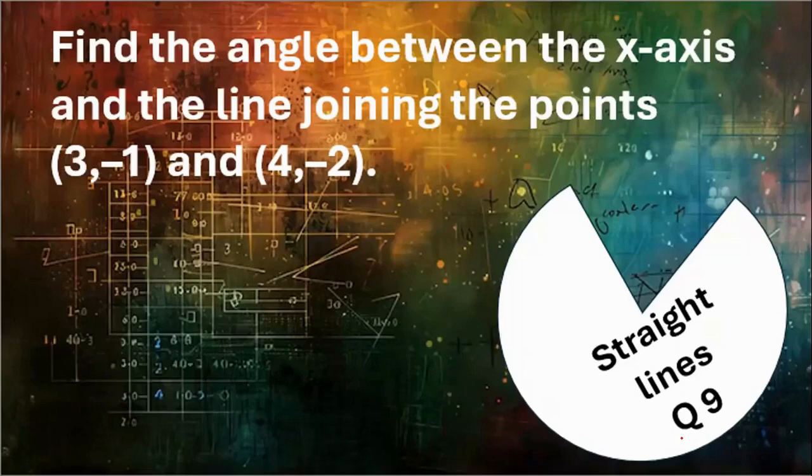Find the angle between the x-axis and the line joining the points (3, -1) and (4, -2). This is the question. So we have 2 points. One of the points is (3, -1). Let's take that point as P. And the other point, let's take as Q, which is (4, -2). What they are asking is the angle between the x-axis and the line joining the points.